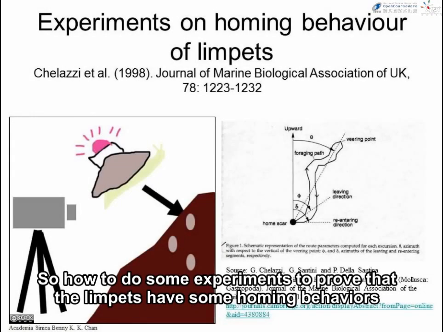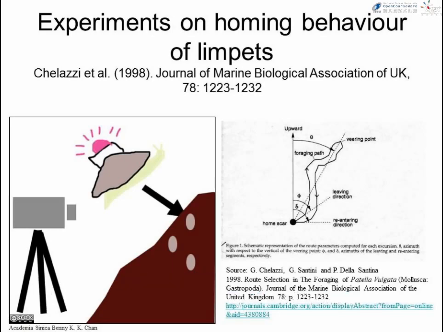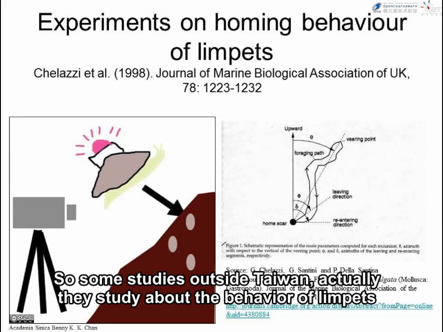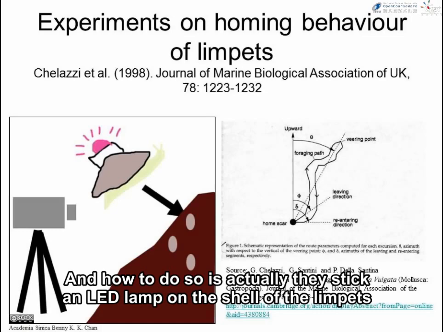So how can we do some experiments to prove that limpets have some homing behavior? Can you think of an experiment to prove that limpets will go home after feeding? There is a study outside Taiwan on the behavior of limpets, and how they do it is they stick an LED lamp on the shell of the limpets.